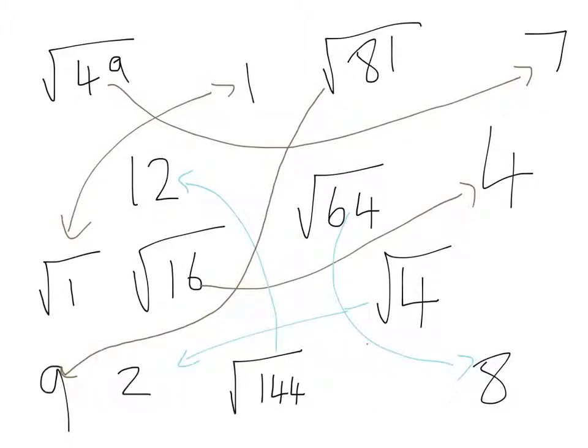Here are your answers. So we'll work from the smallest and work our way up. The square root of 1 is 1. The square root of 4 is 2. The square root of 16 is 4. The square root of 49 is 7. The square root of 64 is 8. The square root of 81 is 9. And the square root of 144 is 12.